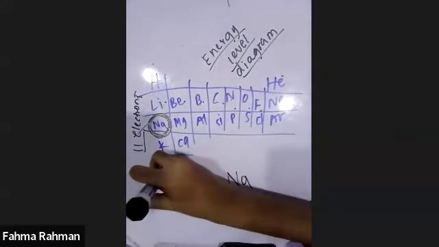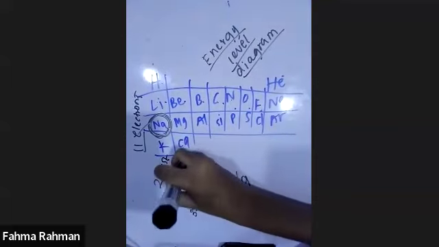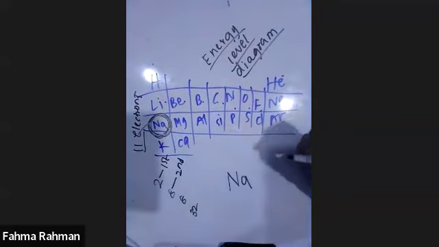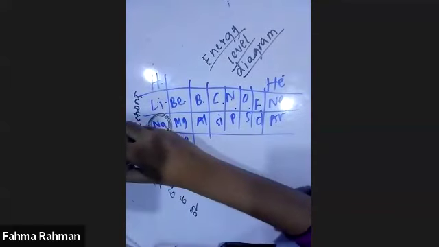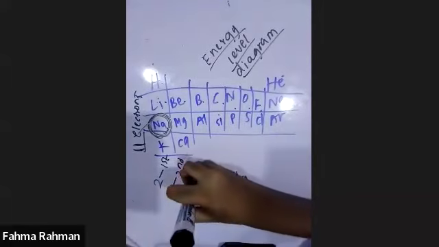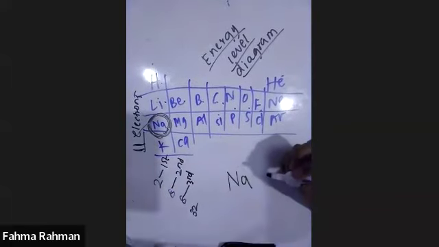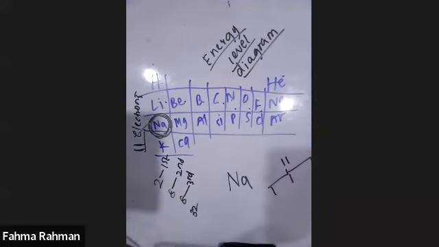For the first energy level, you can put 2 electrons. For the second energy level, you can put 8 electrons. Altogether there are 10 electrons here, but we need 11 electrons, right? So 10 is not enough. For the third energy level, we have to put 1 electron. If you take the 11 electrons here, they divide into 3 energy levels.